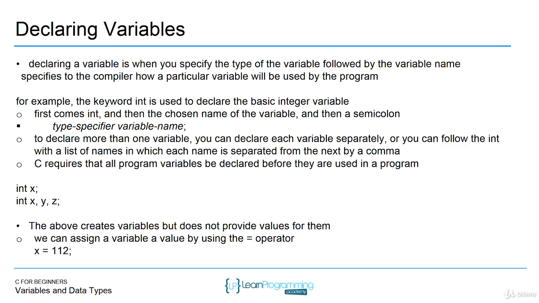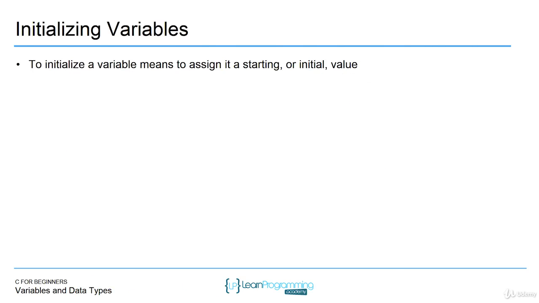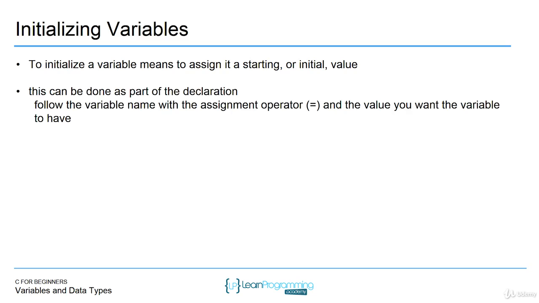That's assigning a value. And closely related to assigning a value is initializing the variable. Initializing the variable is basically having an initial value for that variable. And it's important to initialize your variables because if they don't have any data, any values associated with them, it could cause problems in your program. So you want to get in the habit of initialization. And initialization can be done as part of the declaration.